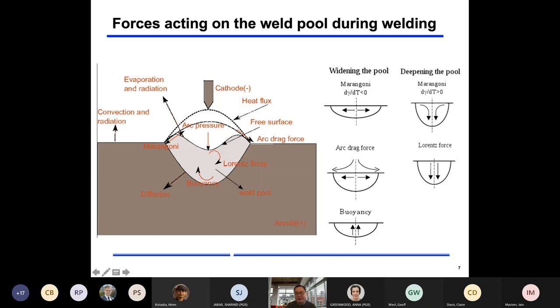So if we group them, when the Marangoni force, when your surface tension against temperature change is negative, you will have a widening force. The arc drag force is always acting to widen it, and similar to the buoyant force, this is the force acting internally or on the surface of the metal pool. Depending on the pool, for the Marangoni force, when surface tension increases as temperature increases, or the Lorentz force, again, it tries to deepen the pool, right?